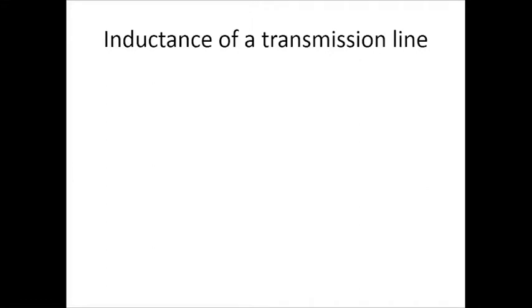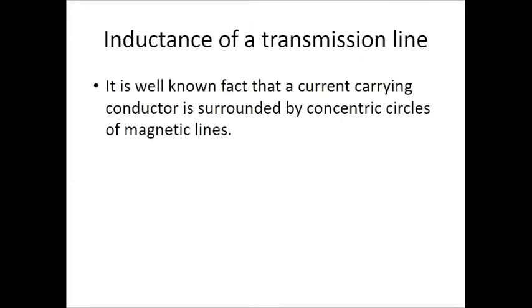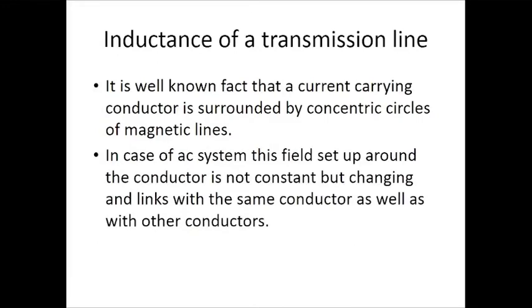So we shall see the inductance of a transmission line. It is a well-known fact that a current carrying conductor is surrounded by concentric circles of magnetic lines of force. In case of AC system, this field setup around the conductor is not constant, but changing and links with the same conductor as well as with other nearby conductors.